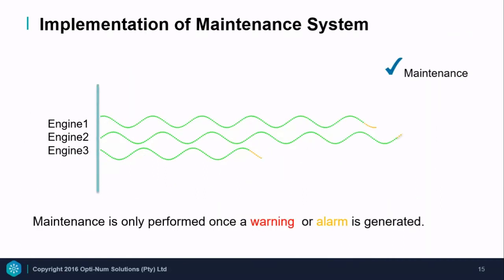So here we can see that engine number 3 is the first one to require maintenance, and once it issues a warning, we perform maintenance. Next, engine number 1 issues a warning and we perform maintenance, and so we continue. So now we never schedule maintenance, we only rely on our warning system to tell us when to schedule maintenance, and so we get maximum usage out of each engine.